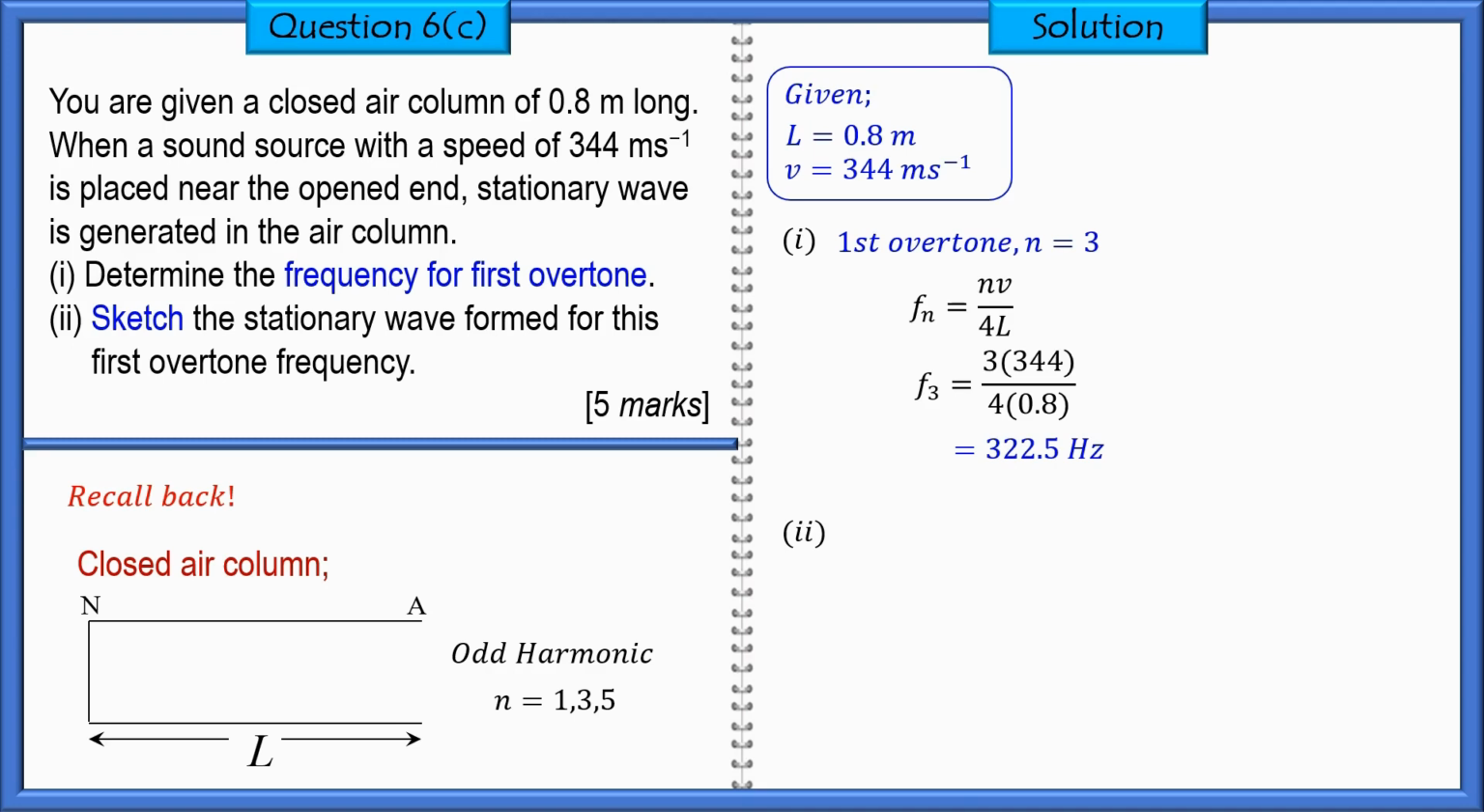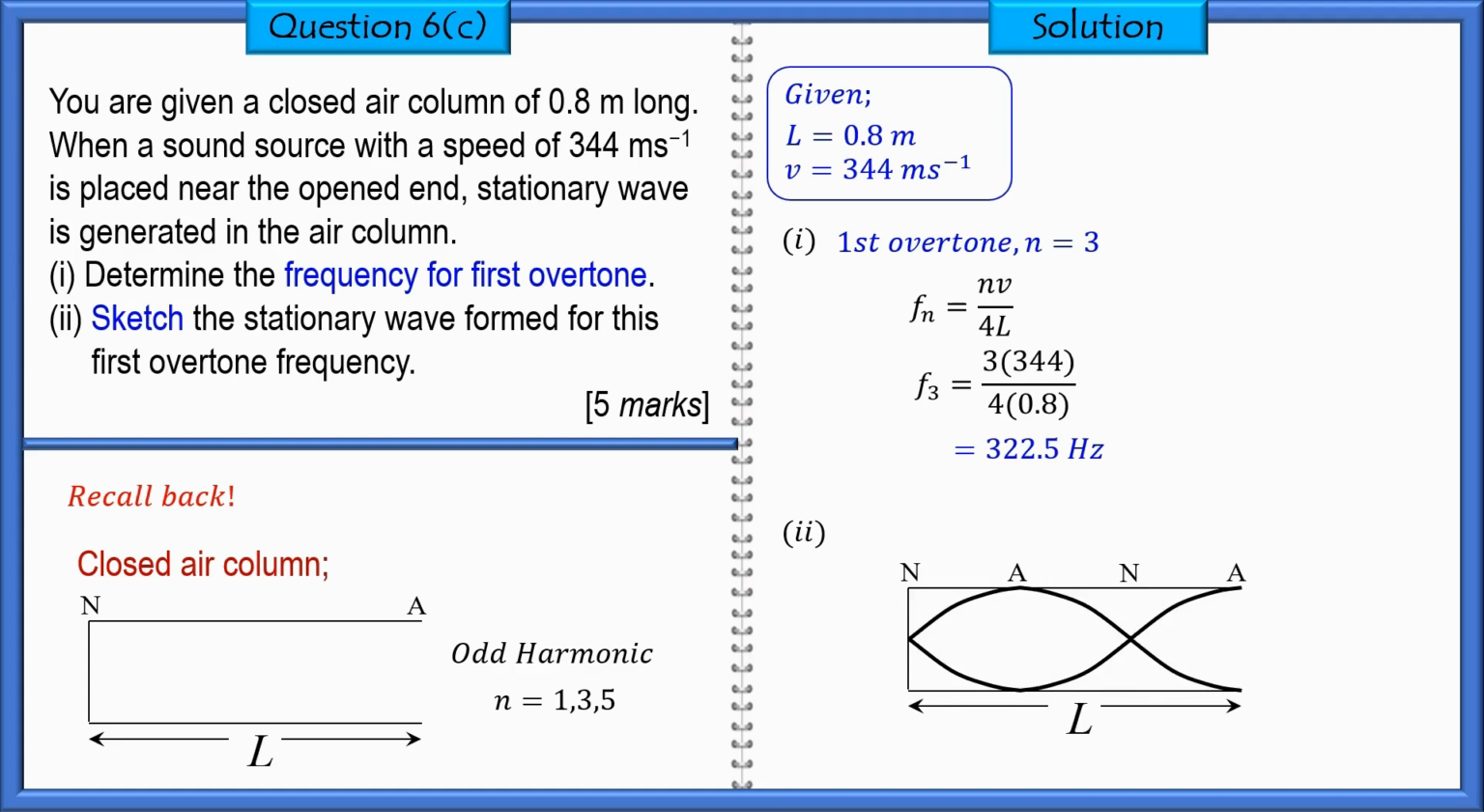Question number 2, to sketch the stationary waveform for this first overtone frequency. We know that the fundamental frequency has one harmonic shape. For the first overtone, there are 3 harmonic shapes. Because of that, the stationary waveform is as shown.